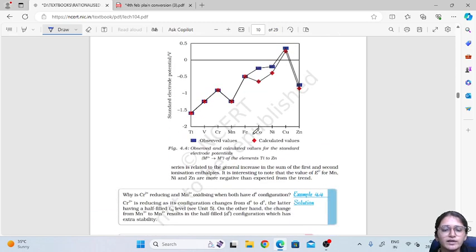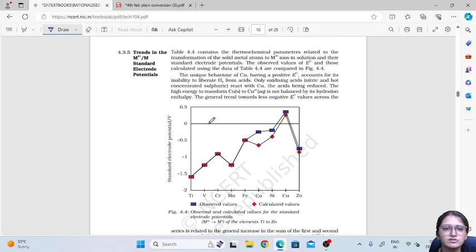See, suppose we have copper as a metal, which will go to this state, copper 2+. So copper has the configuration as what? It has argon 3d10 4s1. So Cu2+ means what? Cu2+ is when you remove one electron from the s orbital and one electron from the d orbital. So it will make a 3d9 configuration.